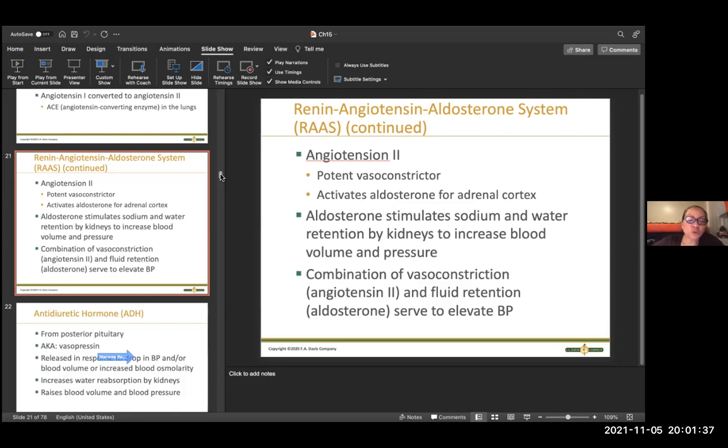Two? Because it's retained by the kidneys. So the next one is to increase blood pressure, to increase blood volume. Yes. So this is for low BP.